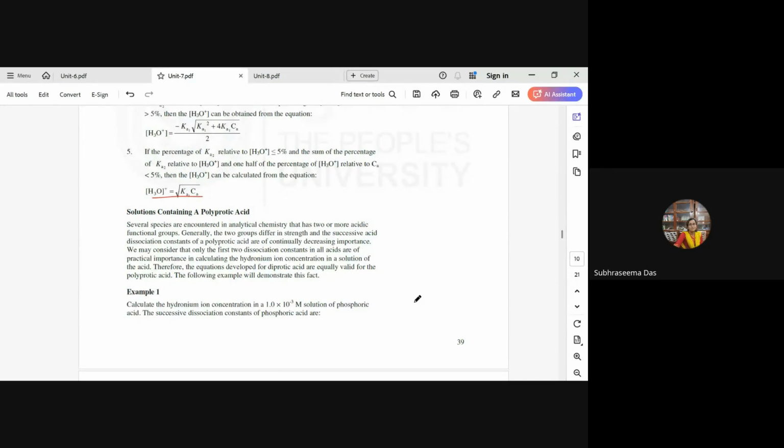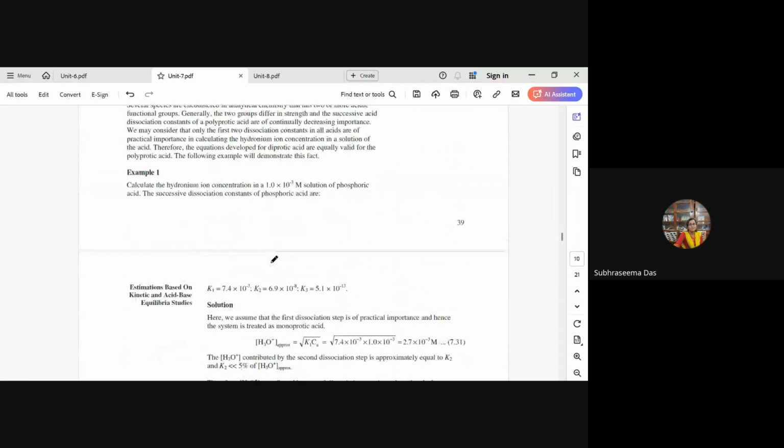Now let us consider when solutions contain a polyprotic acid. There are several molecules that have two or more acidic functional groups. In such cases, when two or more functional groups are present, what happens? Successive acid dissociation constants are generated. So what happens in this case? We only consider the first two dissociation steps, because they are important. The others can be neglected, and this has been demonstrated in the following example.